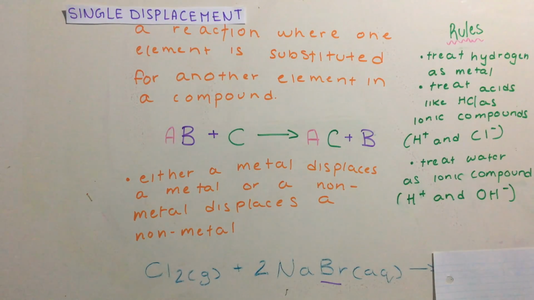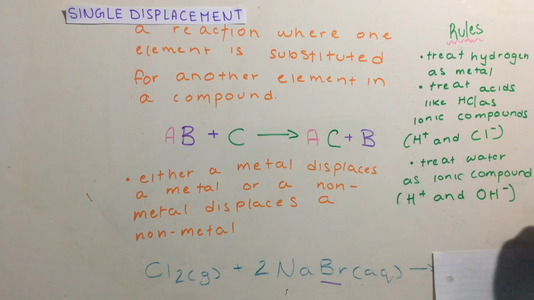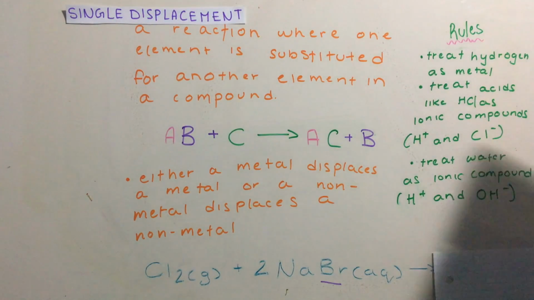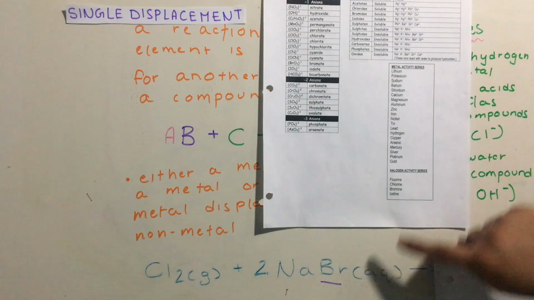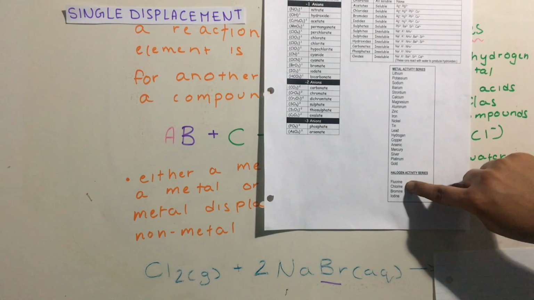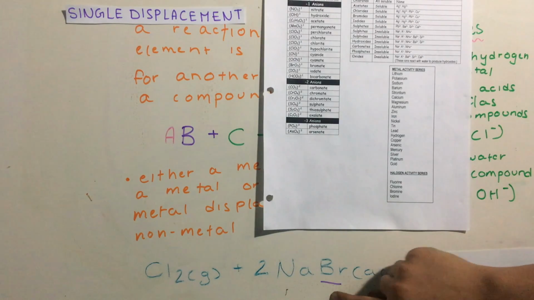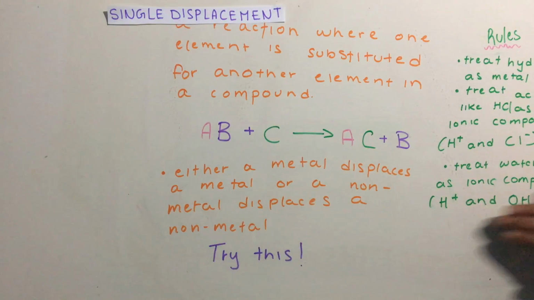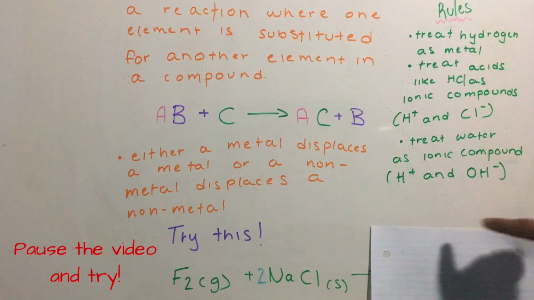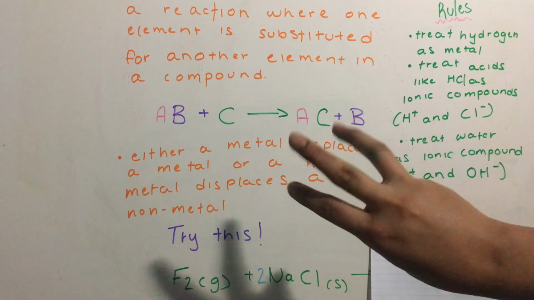So, for instance, we have chlorine gas and sodium bromide. We're going to use the activity series to determine whether or not chlorine is more reactive than bromine. So here it states that chlorine is more reactive, and since it is, it will replace bromine in the equation, and therefore it will form sodium chloride, and bromine will be separated from this. Now it's your turn to try. So here we have fluorine gas and sodium chloride. So figure out whether or not it replaces it.